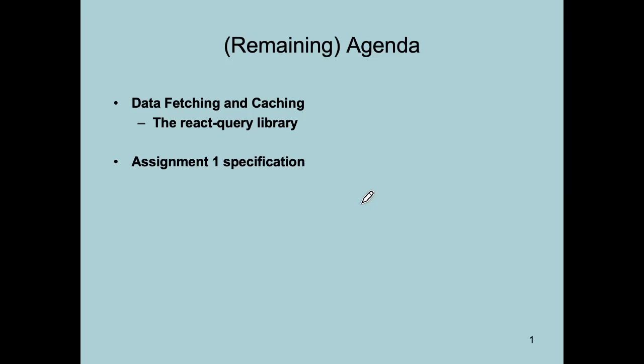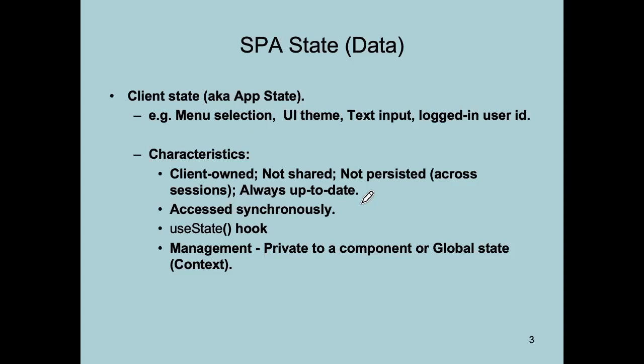So to step back for a moment from the detail of caching, I want to just talk about state or data in relation to single-page apps. And it turns out there are two aspects to any single page app's data and the data that it needs to manage. There is client state data and server state data. So we're told on this slide that client state data is often referred to as app state as well. It's something that is private to each instance of a client. And examples of it might make it a little bit clearer.